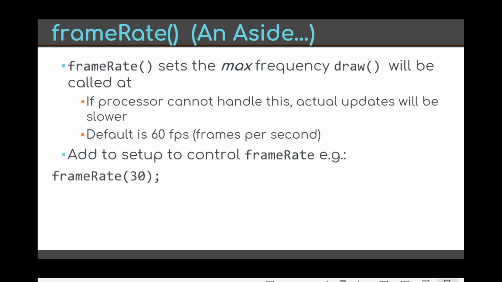Now, let's talk a little bit about how to maybe alter some of these events. Frame rate is a great one. If you look at the processing.org documentation for frameRate, you can set the max frequency that draw will be called at. The default value is 60 frames per second, 60 hertz. If your processor can't handle it, your updates can be slower. They will never be faster. If you set frame rate to 60, it'll never be 90. But it can be less than 60 if your machine is struggling with keeping up with the computational load of your sketch.